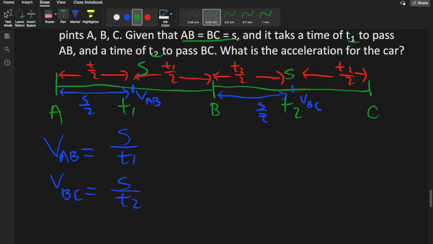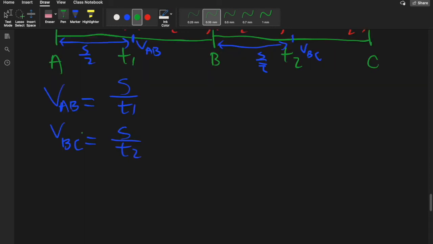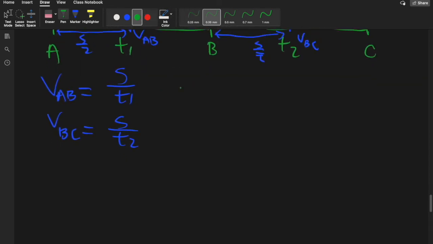Well, here's what we can do. So let me erase something. Let me just redraw the picture a little bit. So here, point A, point B, point C.